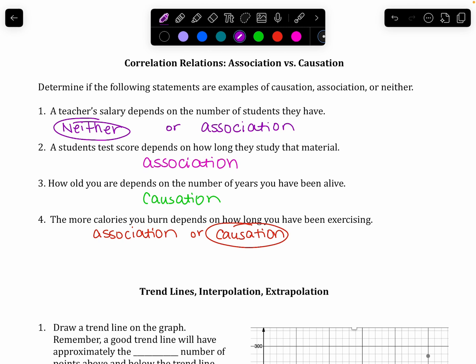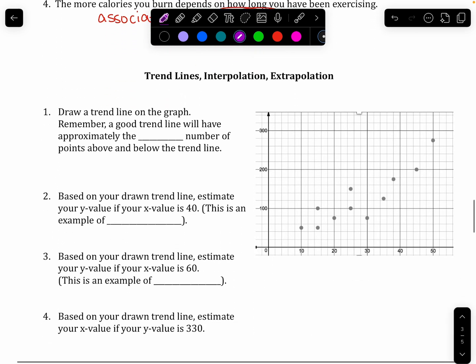Causation. Okay. I think that this is more of a causation, and I think that this one up here is more of a neither. Because again, the more calories you burn depends on how long you've been exercising. But I could also see somebody saying, well, but at the end of your exercise, maybe you're cooling down and you're not burning as many calories.